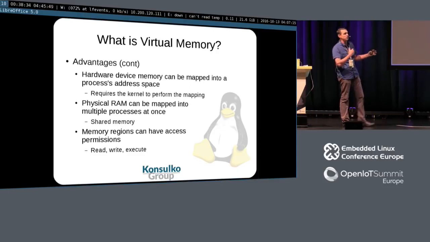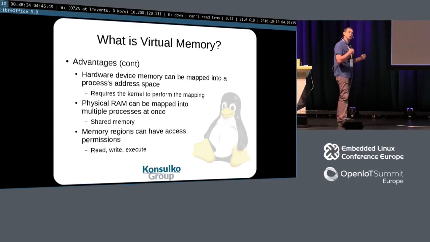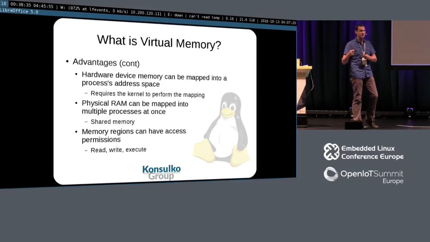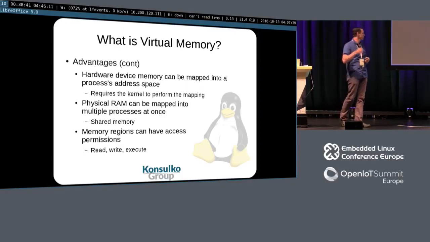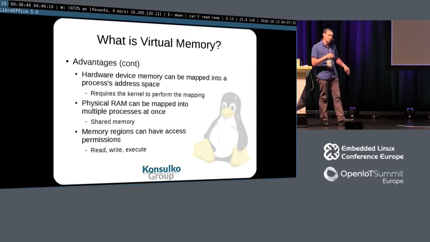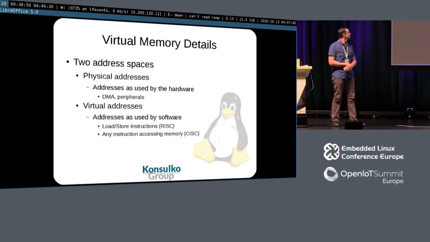We need help from the kernel to do that on behalf of user space. The other thing is we can take RAM and map it into multiple processes. We're going to get into that more. That would be the case with a shared library, where you're mapping it into multiple processes. And finally, with virtual memory, we get the ability to have read, write, execute permissions placed on those address accesses.